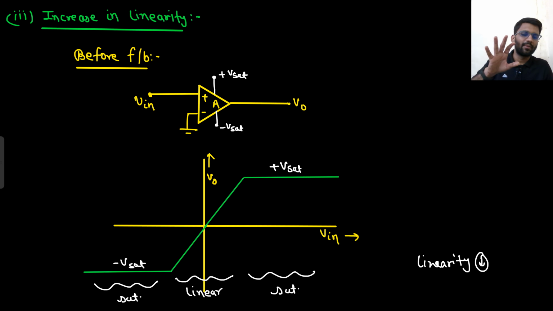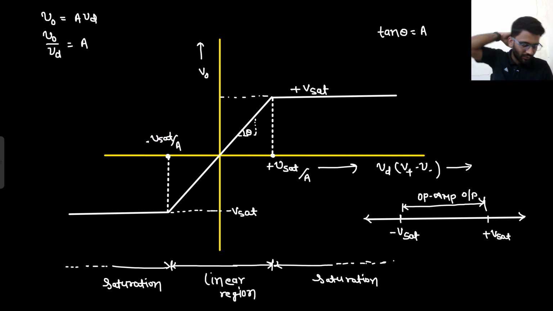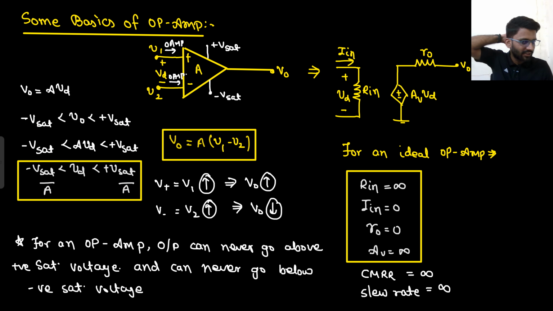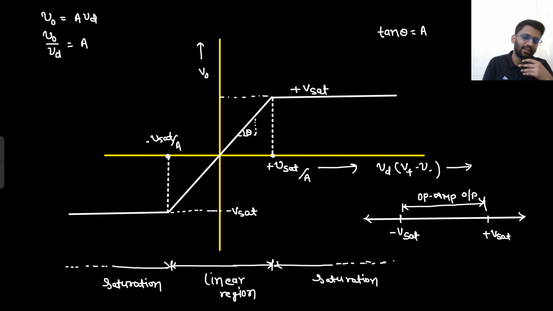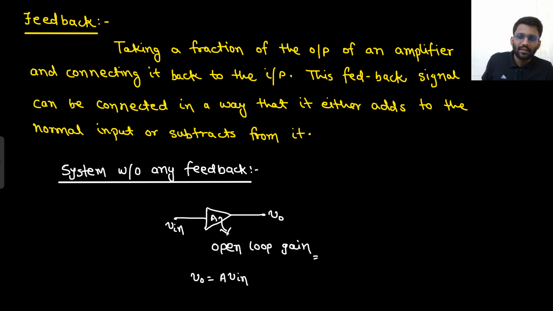So this is what we have studied about the feedback till now. We started from the basics of op-amp because it will be used in our analysis furthermore. The new thing we got to know is that the op-amp output cannot keep on increasing. It will saturate at some point, and it cannot keep on decreasing. It will saturate at some negative point, right? So your op-amp output can be from minus Vsat to plus Vsat only. This is what we studied.